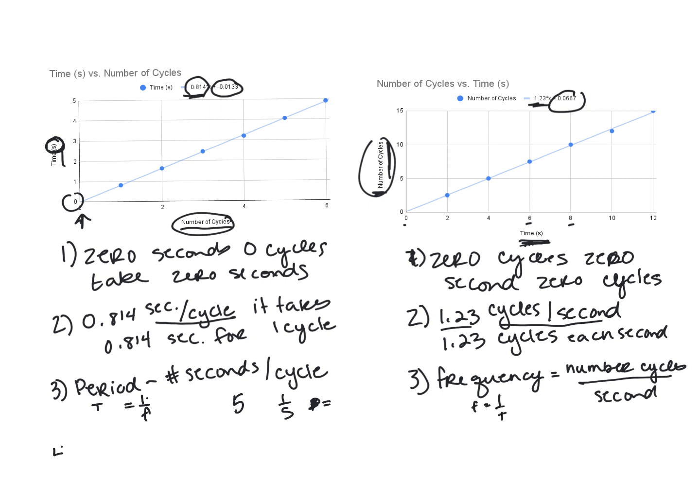So for question number 4, it asks you to find the other one. So the period of this first graph is 0.814. If I want to find the frequency of that, the frequency is 1 over the period. So I'm going to do 1 divided by 0.814. And I got to use a calculator for that one. 1 divided by 0.814 gives me 1.229.